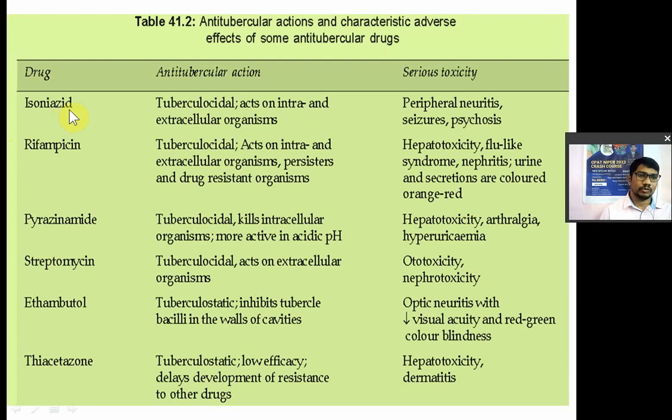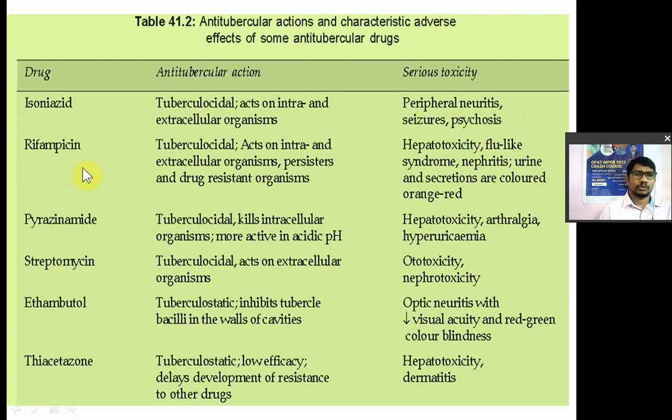Which is the important component of mycobacterium? It is a prodrug. It is activated inside the body. What is the adverse effect? Serious toxicity, peripheral neuropathy or peripheral neuritis is the adverse effect. So in that condition, you have to use pyridoxine. And seizures and psychosis. Next drug is the rifampicin.